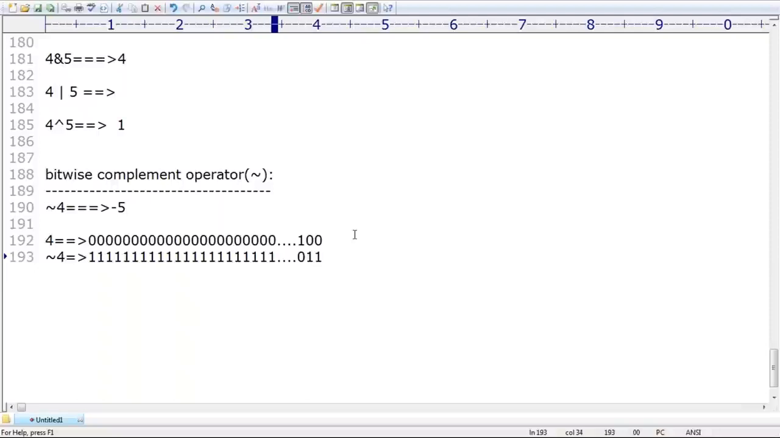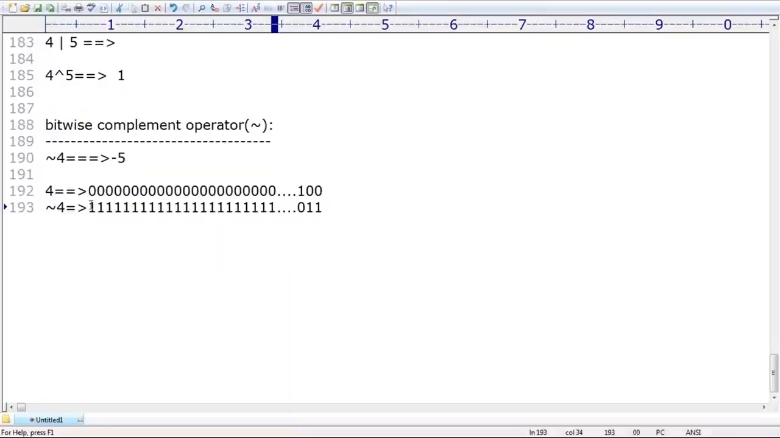Is it the complement operator I am applying or not? Yes, after complement, the result is something like this. Now, what is the most significant bit? It is 1. 1 means what? It is a negative value. Remember that, sir. The most significant bit is 1, which means it is a negative value.